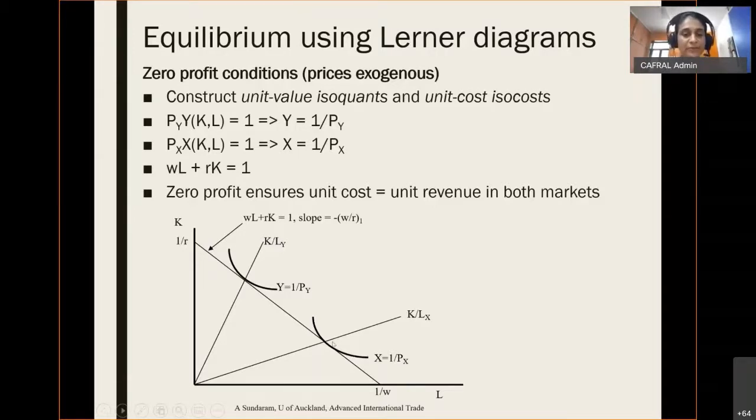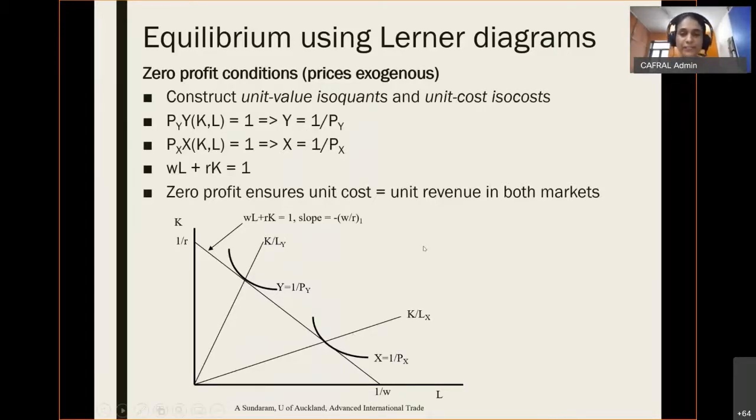And that will give me what we call the expansion paths of the X sector and the Y sector. So these lines that you see here, K over Lx and K over Ly, are called expansion paths because they tell you what proportion of capital and labor these sectors use in equilibrium. Okay, so the X sector is going to use capital and labor in that ratio, and the Y sector uses this in the ratio K over Ly. So this is the equilibrium on what we call a Lerner diagram.